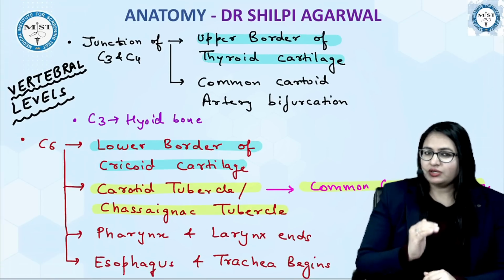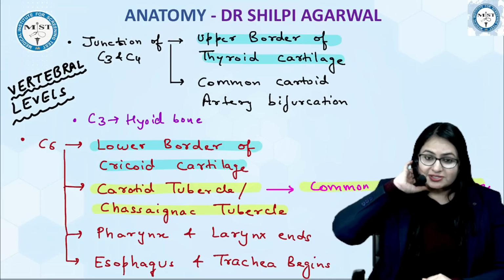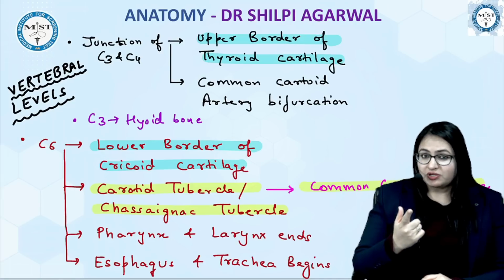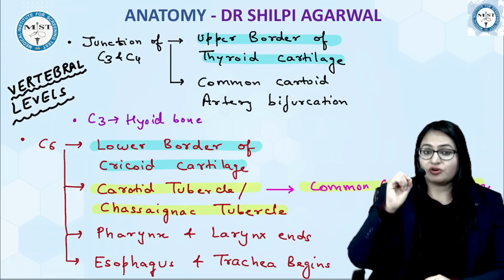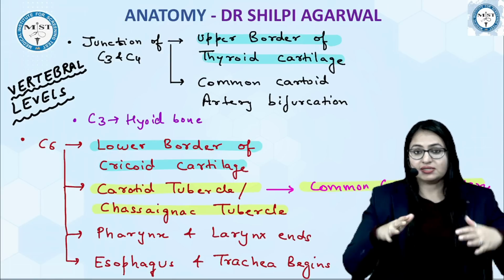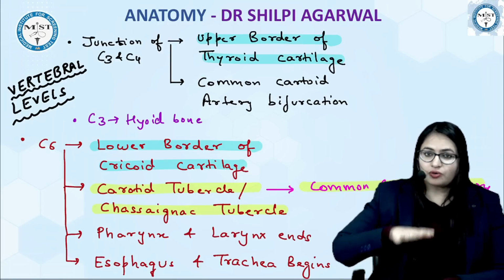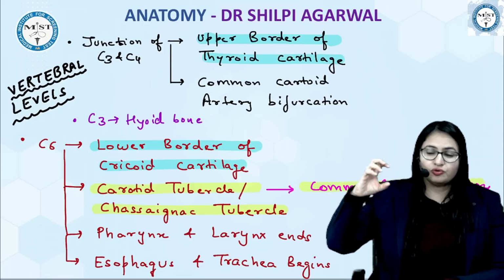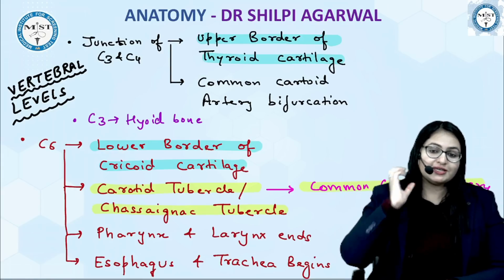So, we will be going in order. First of all, we will memorize the cervical level. We know the vertebral level means the correspondence to the vertebral column. So first we will memorize cervical, then thoracic, and then the lumbar. So we will go in order. When I say cervical, of course that means it is related to this neck area.